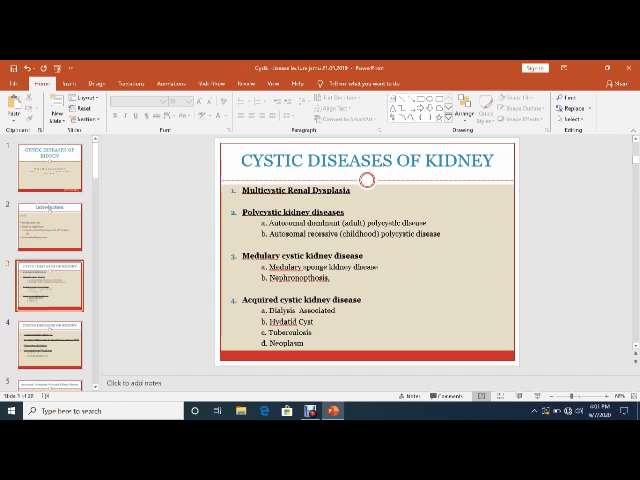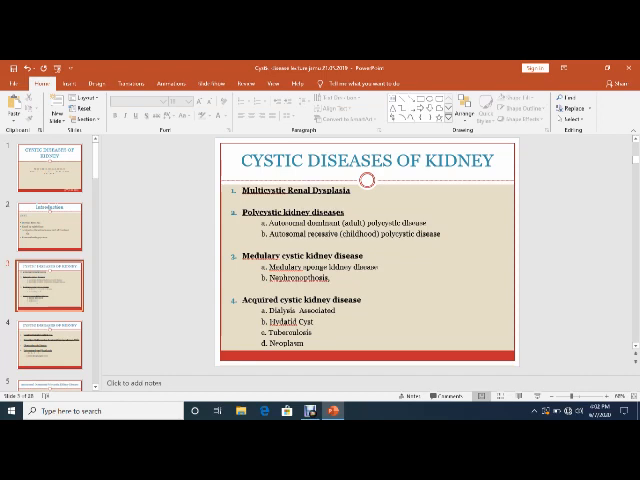Multicystic renal dysplasia, that is due to malformation and associated with the cystic disease, in which enlargement of the kidney occurs. Polycystic kidney disease is very important because poly means more than two or three cysts in unilateral or bilateral kidneys.